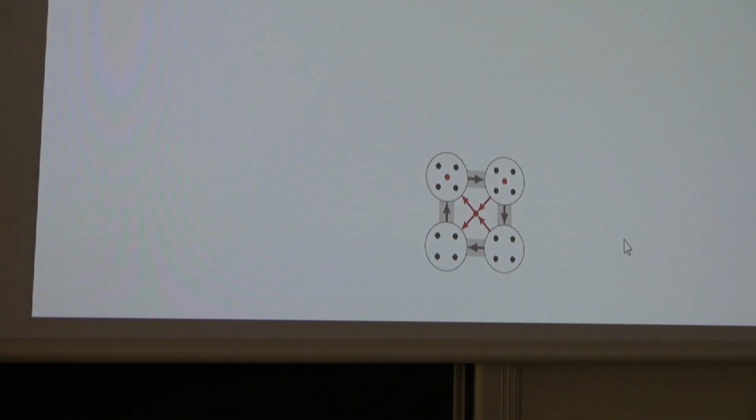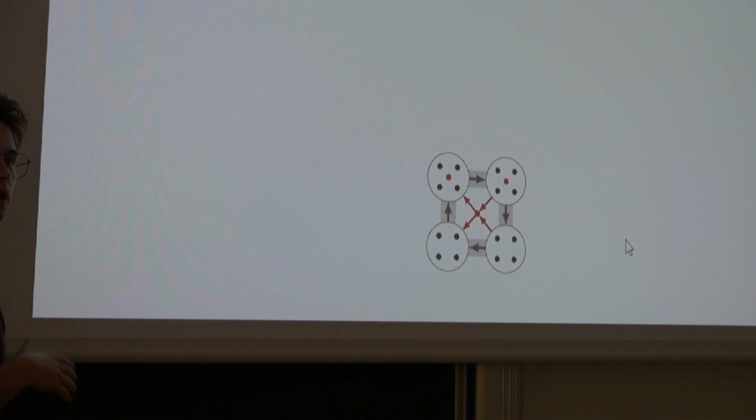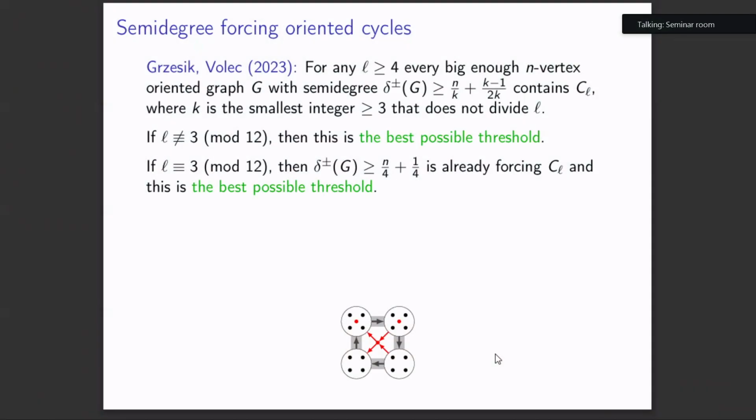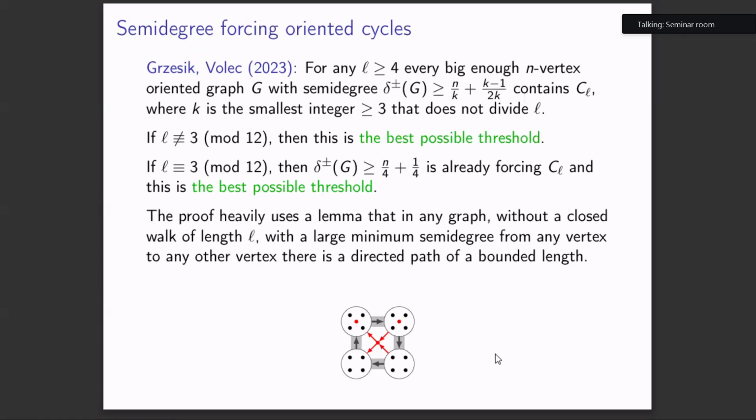Yes? So this is, for example, greater than n by 4 plus 1/4, and it does not contain CL, where L is 6 modulo 12. We cannot do this twice, for example. If we did this twice, we would already have CL. But this may be later.